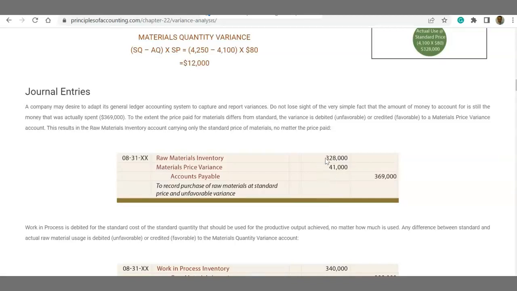And you know why debit is unfavorable situation? Let's say you say, oh, how do you know that? Remember, what's the normal balance for expense? Normal balance for expense is debit. So here, that's how I know material price variance is a debit. And accounts payable, it is credited for $369,000.